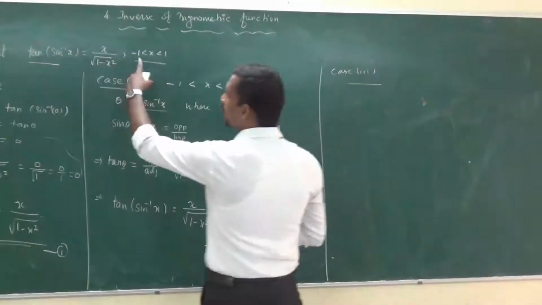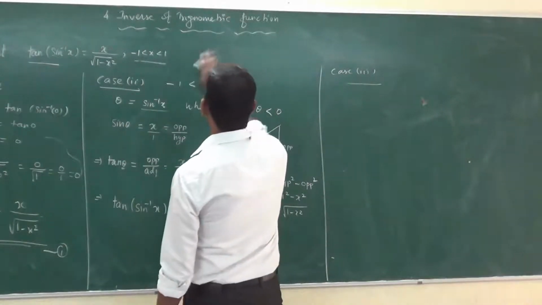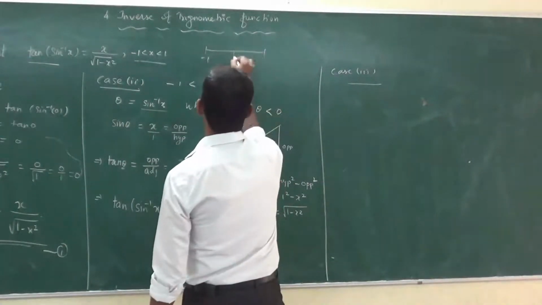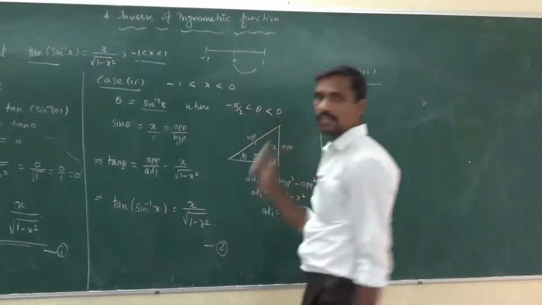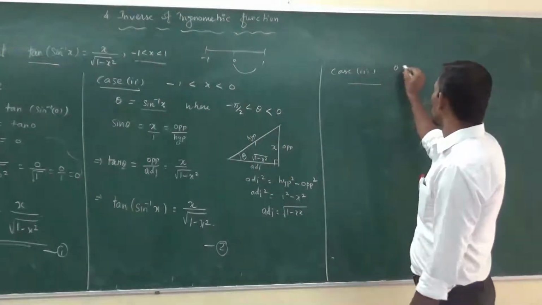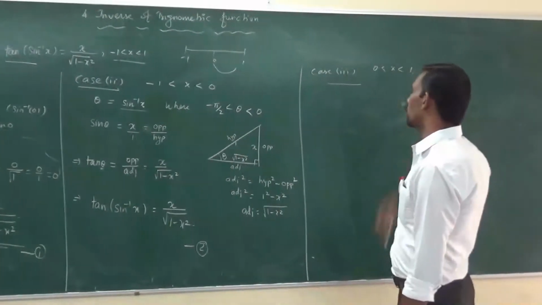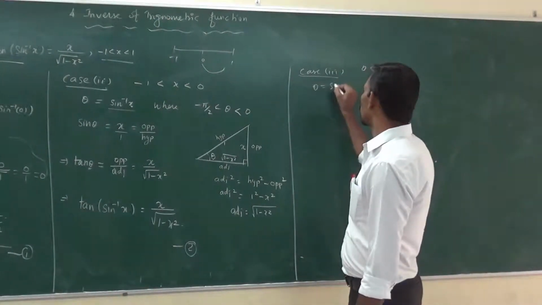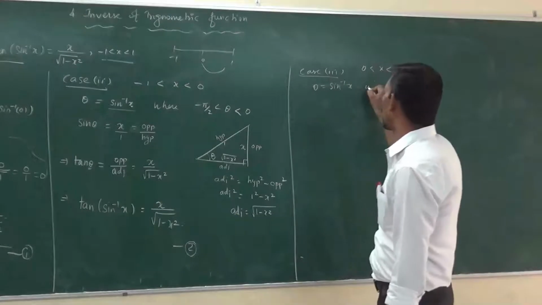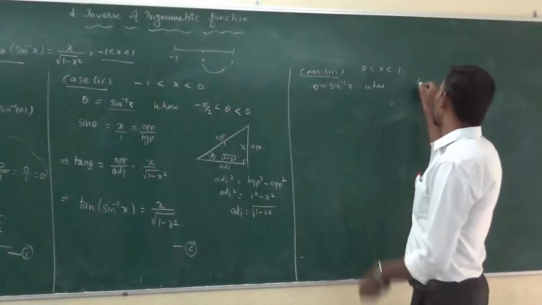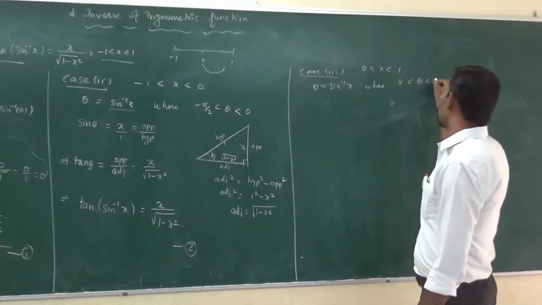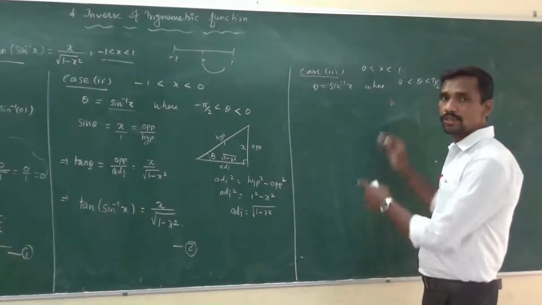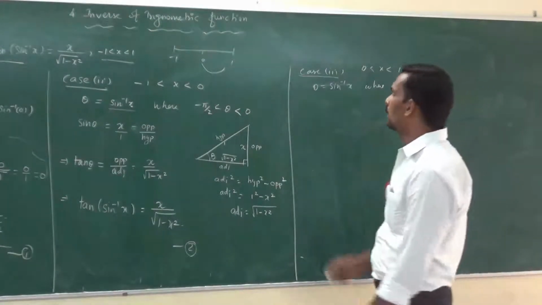Now consider the interval 0 to 1. So minus 1, 0, 1. Now the third interval, case 3: interval 0 less than x less than 1. Again theta is equal to sin inverse of x, where here theta lies between 0 and plus pi by 2, 0 to pi by 2.